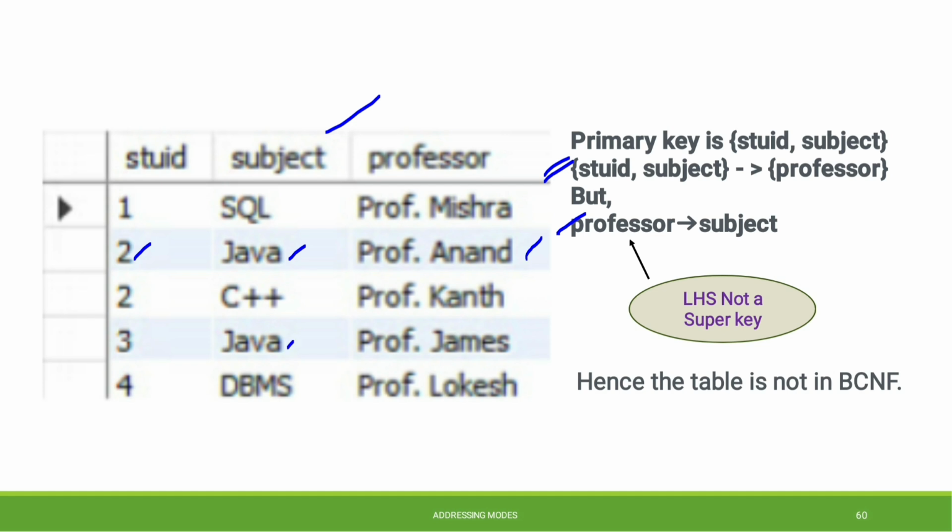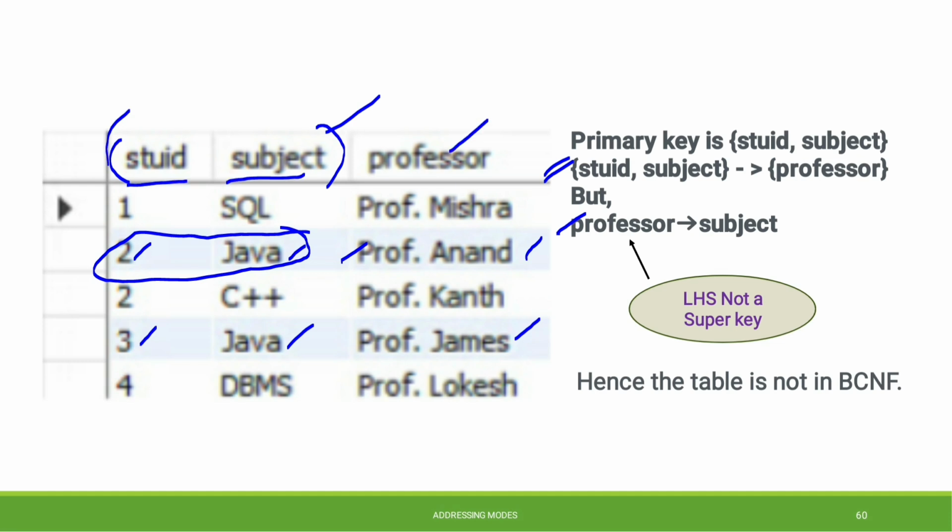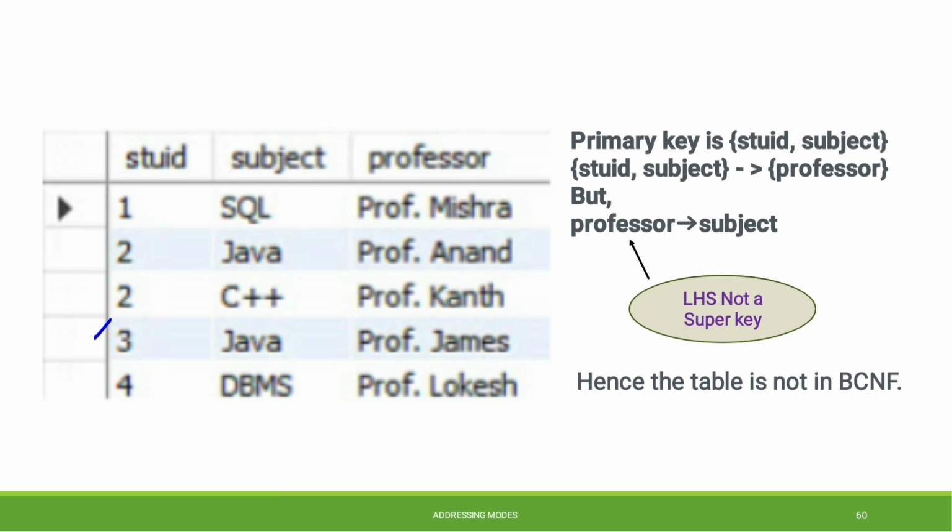Here also it is Java, but to decide the professor name, the student ID is also required. These two values decide this professor name. That is, both student ID and subject attribute values are required to decide the value of another attribute, professor. So both these together form the primary key. So in this functional dependency, both prime attributes together are deciding the value of another non-prime attribute, professor.